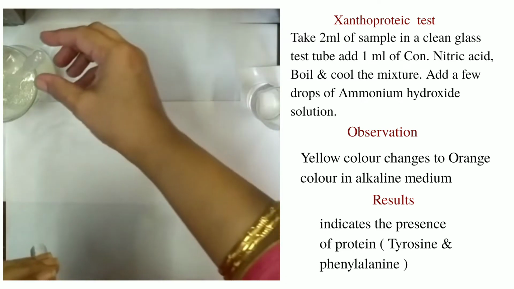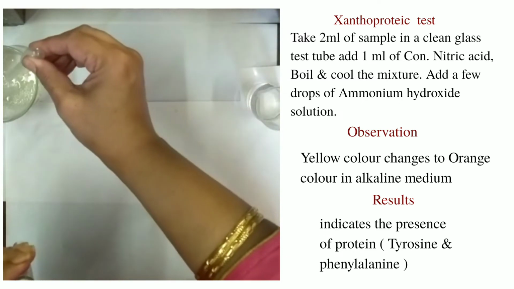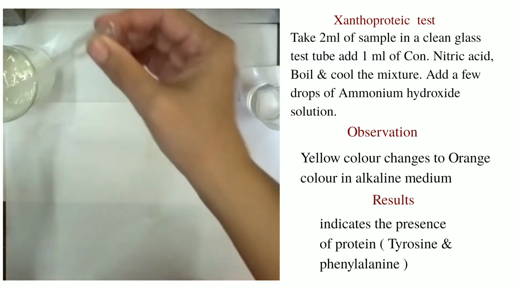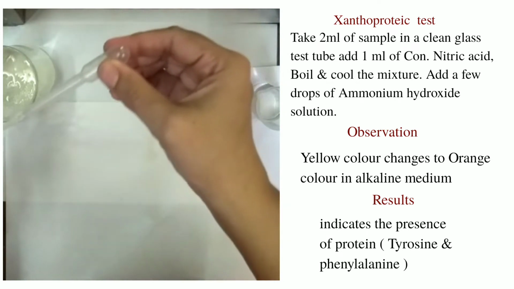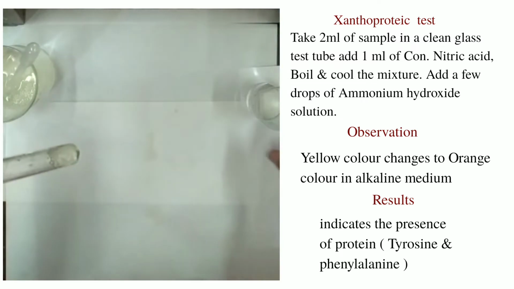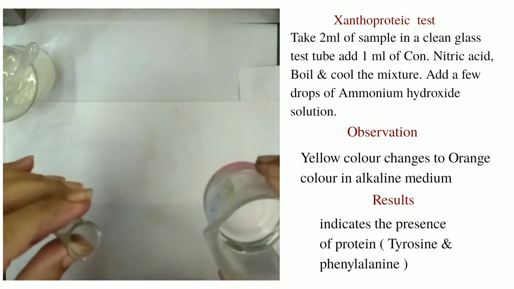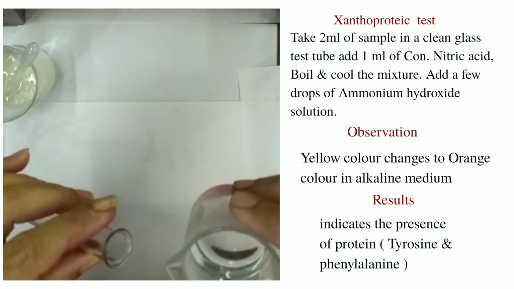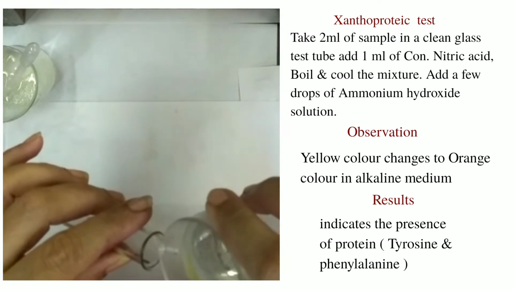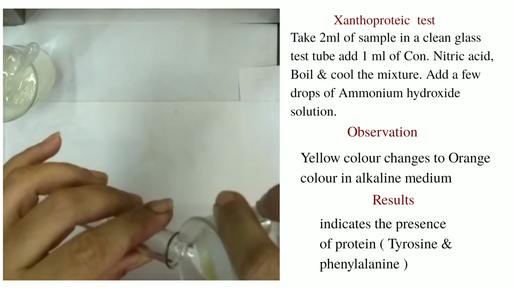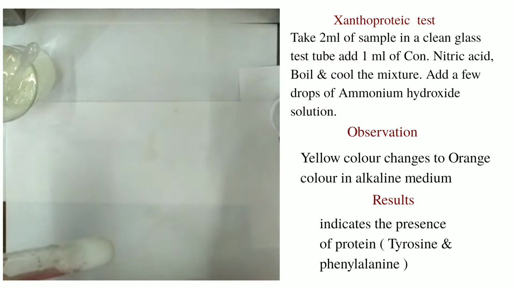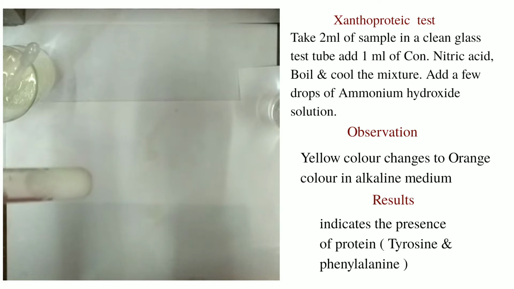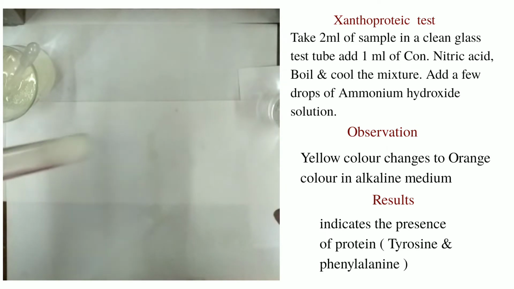Next we will do the xanthoproteic test. Take about 2 ml of sample in a clean test tube. Add concentrated nitric acid. So hold the test tube in a slanting position and add the acid along the sides of the test tube. So you can see a precipitate that has formed. We have to heat this precipitate.